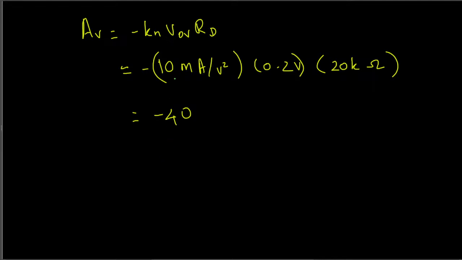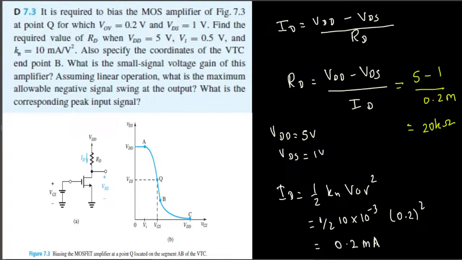Okay, so this one is what is the small signal voltage gain of the amplifier. We just found it out. Assuming linear operation, what is the maximum allowable negative signal swing at the output? Maximum allowable negative signal swing. To find that out, what we have to do is look at the B region and the Q region, and the difference between the VDS in those regions is the maximum allowable swing.